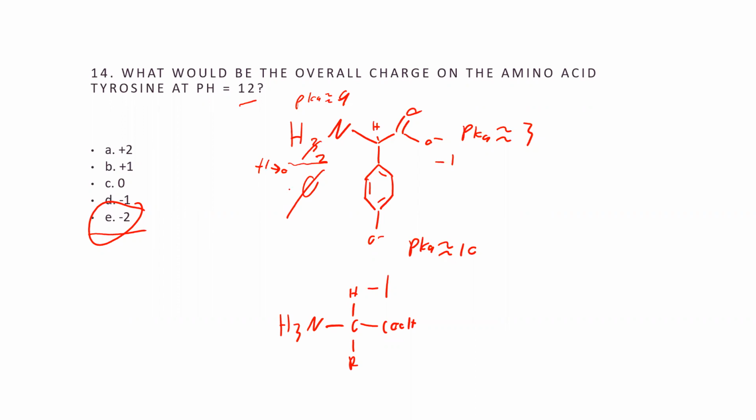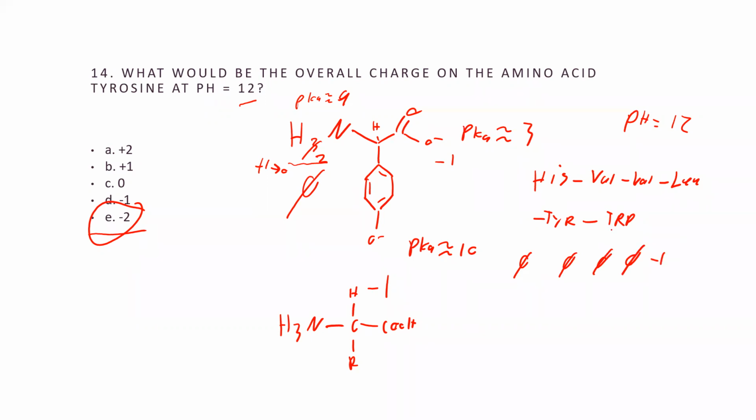When I get to long amino acid chains, like let's see, I had histidine, valine, leucine, tryptophan, I just do charges, right? So I say, let's say my pH is 12: deprotonated, non-ionizable, non-ionizable, non-ionizable, deprotonated, deprotonated, non-ionizable. That's how I would do that.